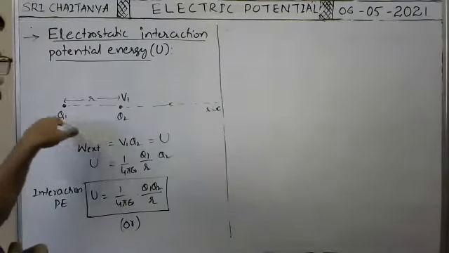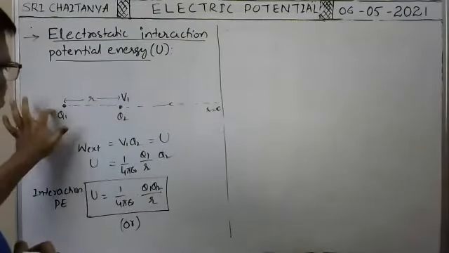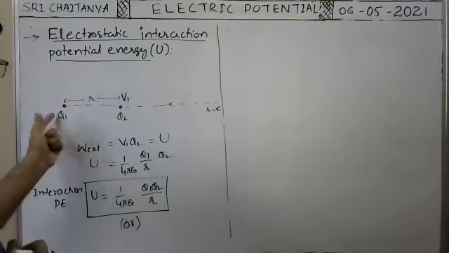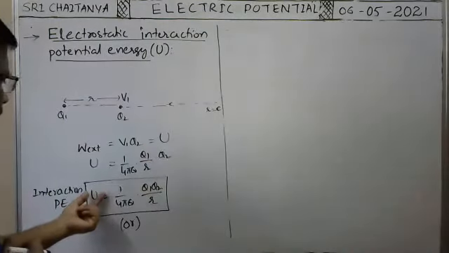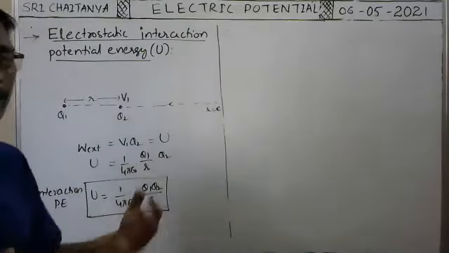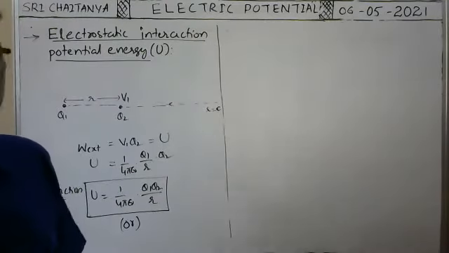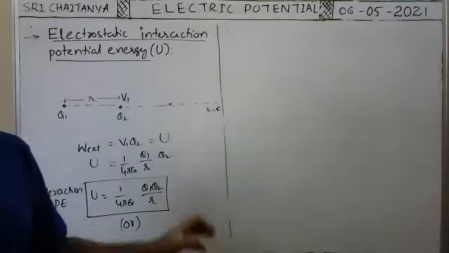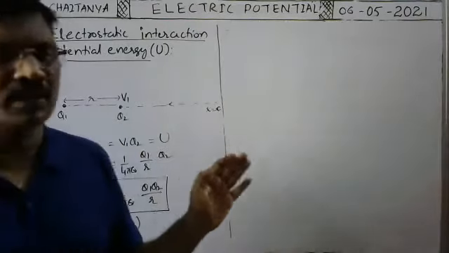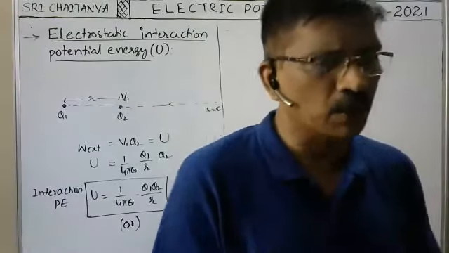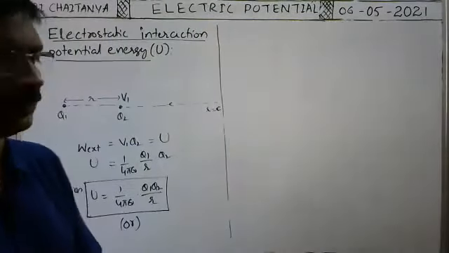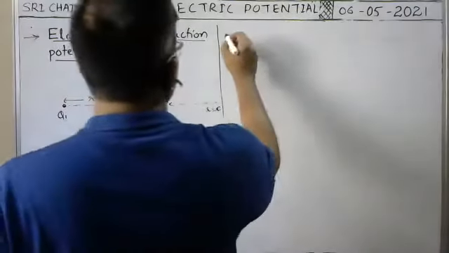Suppose in these two charges, if any one of the charges is negative, then instead of Q1, if it is negative, you put a minus sign. Then the negative sign represents that the interaction potential energy is gained due to the electrostatic force of attraction. So interaction potential energy due to an attractive force is negative. Interaction potential energy due to repulsion is positive. Okay. Now note the points.